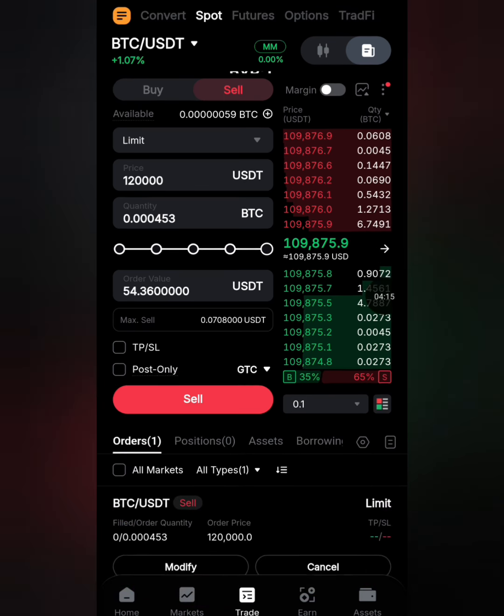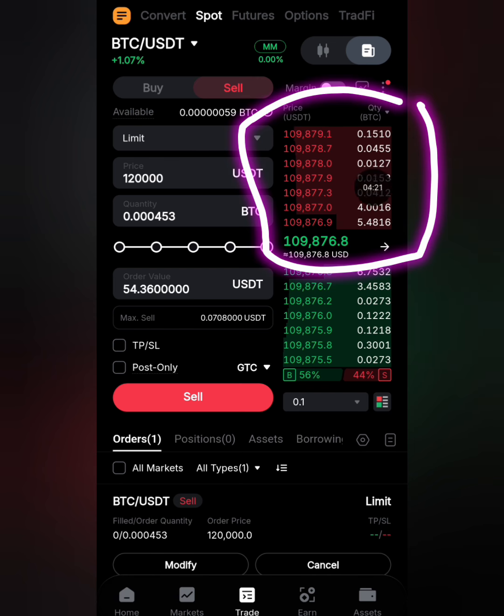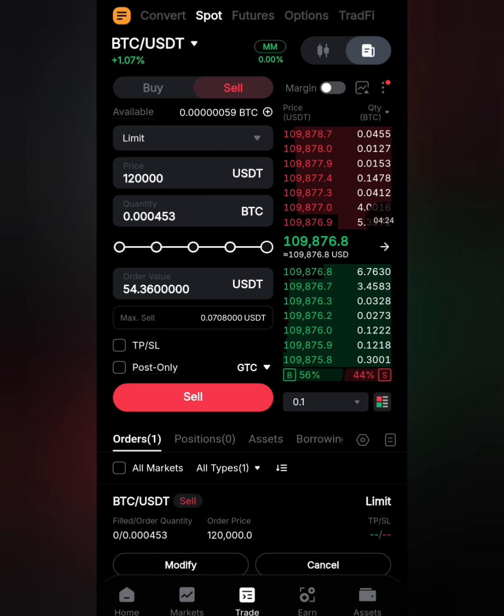And right here we have the order book. So right here are the sell orders and this is the buy orders, okay? So these are the pending orders for people who want to sell and these are also the pending orders for people who want to buy. And you can also check out their percentage ratio right here, okay?